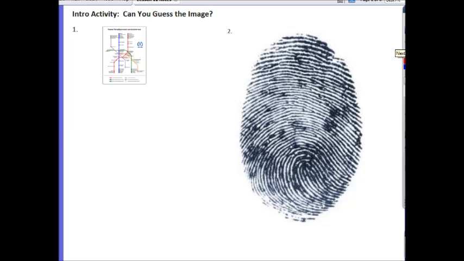Okay, so in your intro activity, you were asked to guess the image. In number 1, if you look very closely, it's actually a map of a subway system. So this is a reduction of a subway map. And this is a very useful thing because it's something that could help you get around places like Washington, D.C. or New York City that have subway systems.